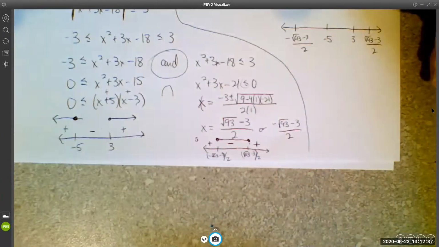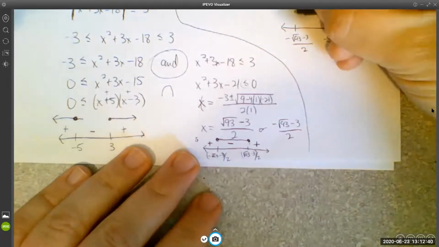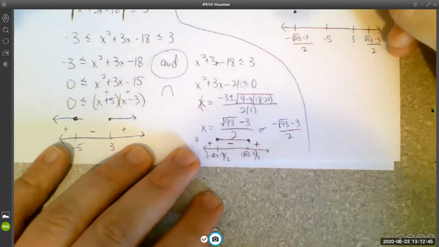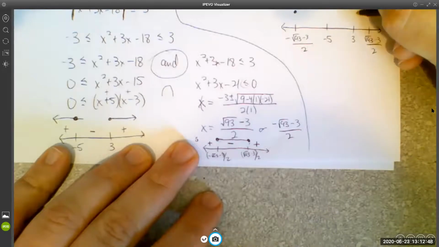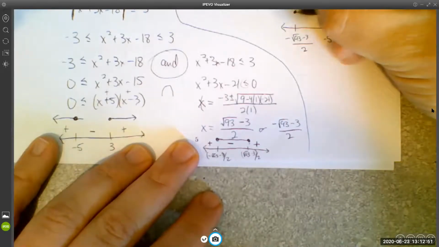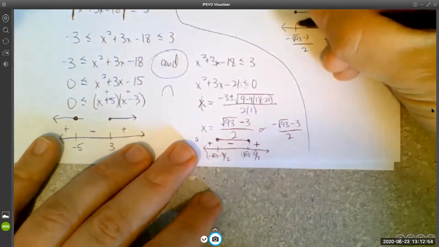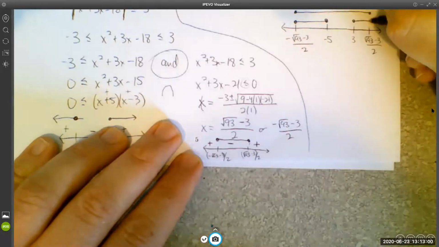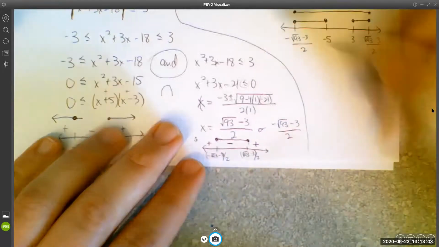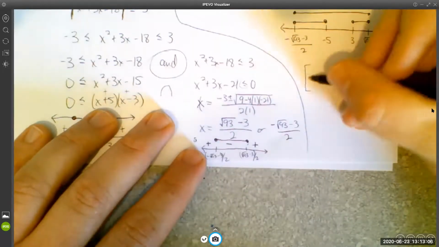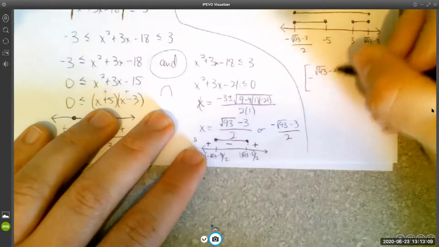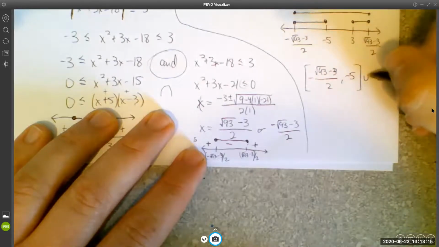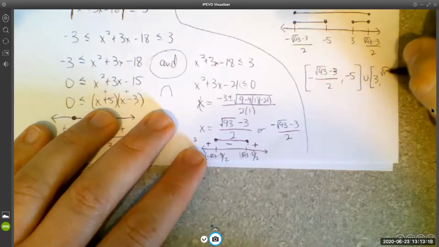And what I have is this, or I'm sorry, it's this intersect this. So the intersection is going to go from here to here, and from here to here, right? So the intersection is going to go from negative root 93 minus 3 over 2 to negative 5, and then it's going to go from 3 to root 93 minus 3 over 2.